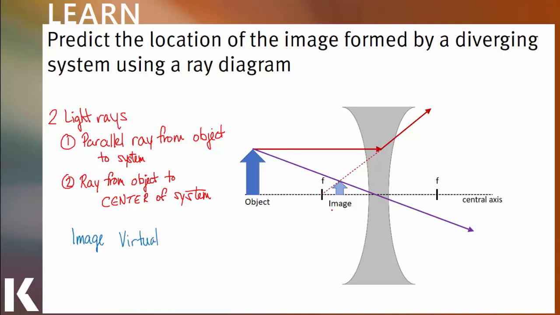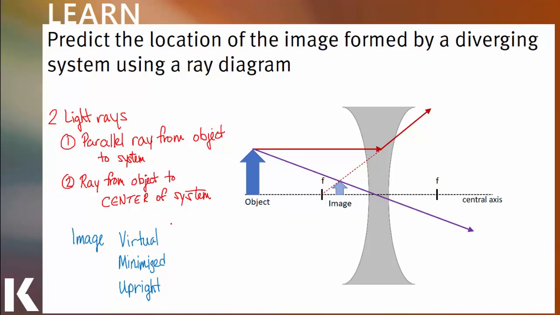Another important characteristic of the image is that it's smaller than the object, which means that the image itself will be considered minimized. And finally, the third attribute of this image is that it's upright. We can tell that it's upright because both the object arrow and the image arrow face in the same direction above the central axis.